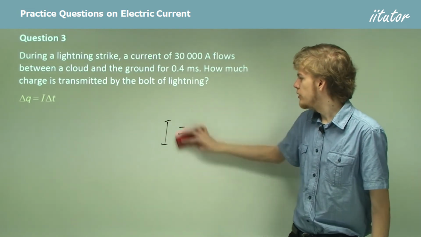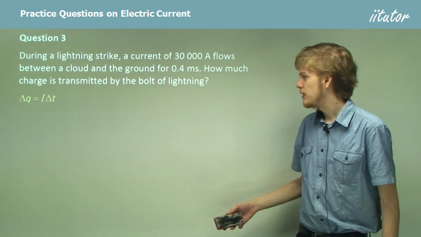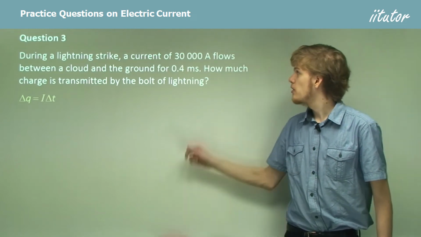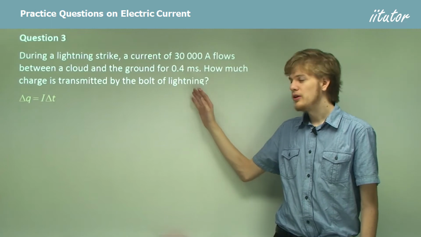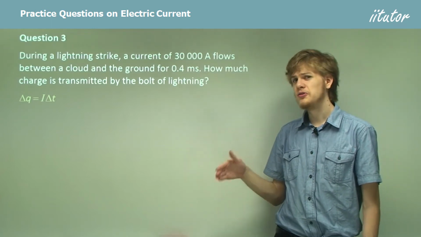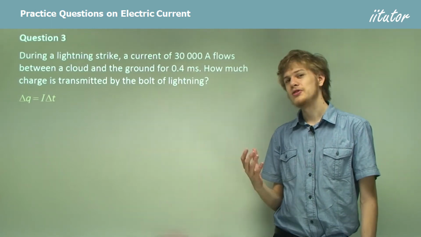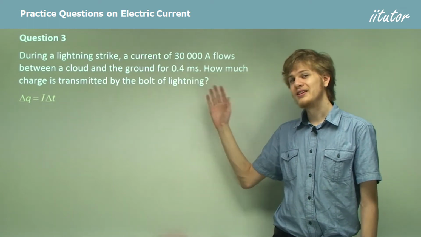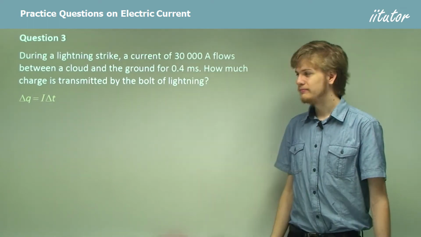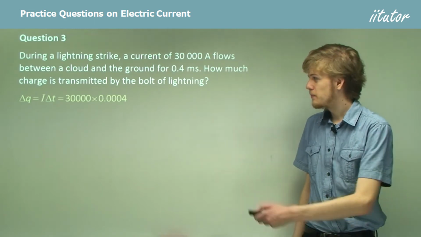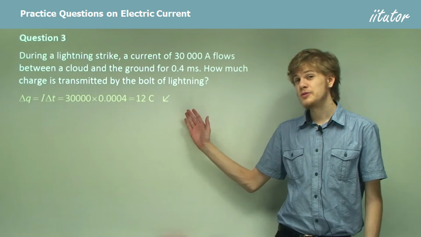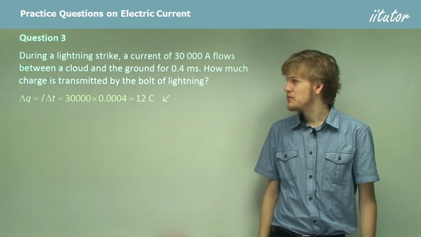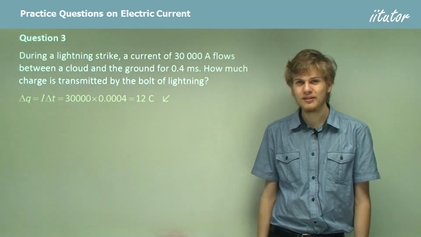So all we need to do is substitute in the values. For I, we substitute in 30,000 amps, and for delta T, we substitute in 0.00004, a very small number indeed, because it's less than a thousandth of a second. So substituting these in, we end up with an answer of 12 coulombs, quite a large amount of electric charge, as you might imagine if it's transmitted by a bolt of lightning.